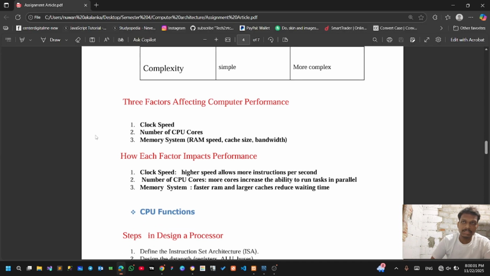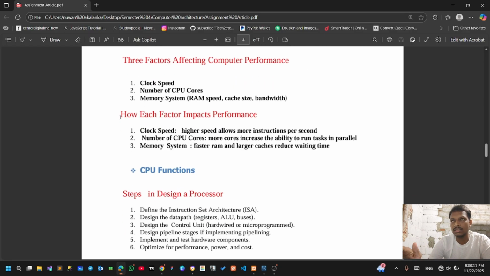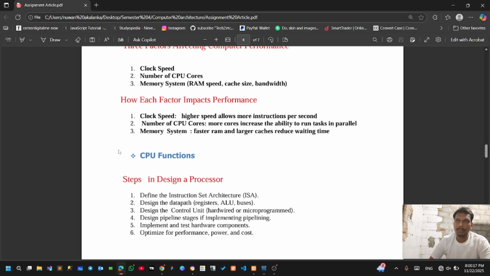First one is clock speed and number of CPU cores, and the memory system like RAM speed, cache size, bandwidth, those things. Next we discuss how each factor impacts performance. Clock speed means high speed allows more instructions per second, and number of CPU cores means more cores increase the ability to run tasks in parallel.